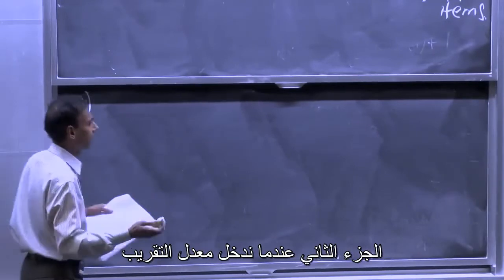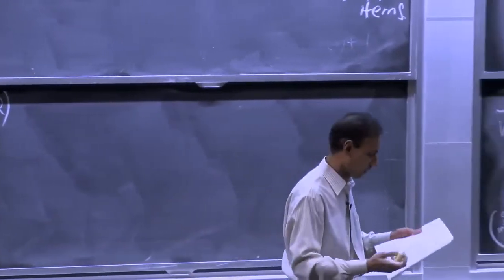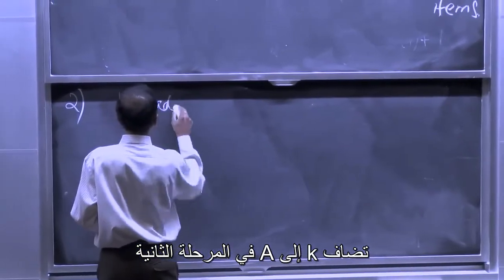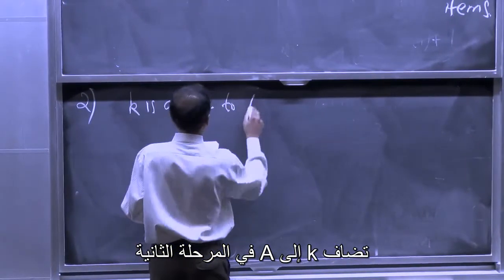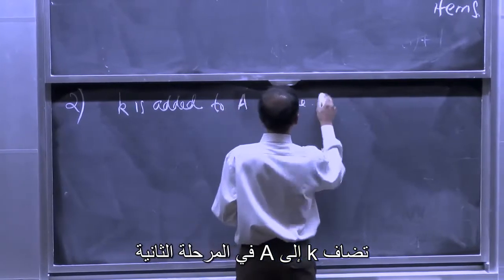So the second part is where the approximation ratio comes in. K is added to A in the second phase.